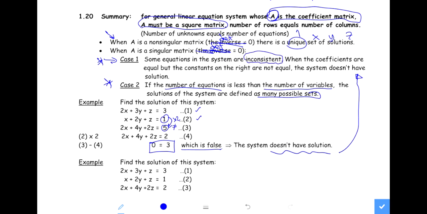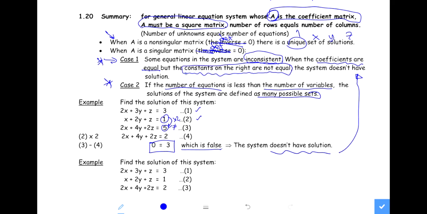Like that, it doesn't get along. It looks similar, but it's not similar, right? It's like when the coefficients are equal, like this. You look, right? You have 2, 4, and 2. If you do equation 2 multiplied by 2, you will get 2, 4, and 2, right? So coefficients are equal, but the constants on the right are not equal.